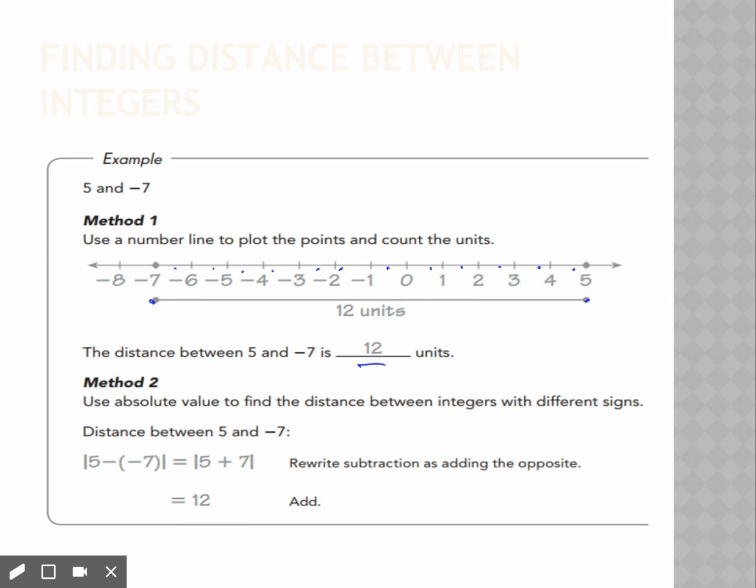Method 2 is to use absolute value to find the distance between the integers with different signs. So distance is just like difference. What's the difference in location? So 5 minus a negative 7. This becomes, using the rules of subtraction, 5 plus 7. And notice it's in absolute value bars because distance can't be negative. So 5 plus 7 is 12.